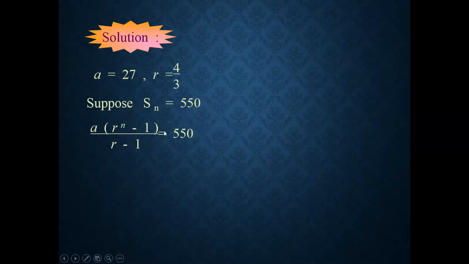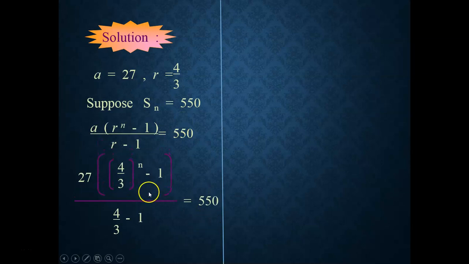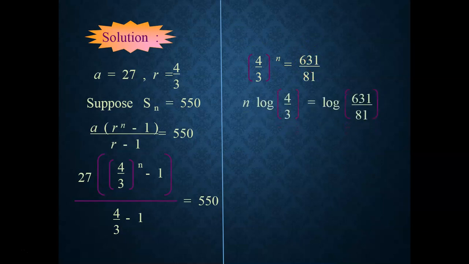We're not sure yet because n has to be a natural number. It cannot be in terms of decimals. So we know what A is, we know what R is. Let's put those in, and then using algebra, you can definitely solve that. So 4 over 3 power n is equal to 631 over 81. We're going to have to log both sides to take the n out. We're logging both sides, so n goes out. So press the calculator: what do you get for log 4 over 3, and what do you get for log 631 over 81? You can definitely get your n.